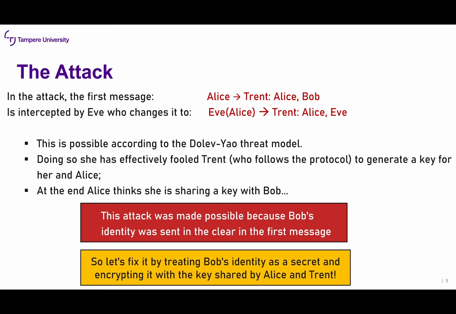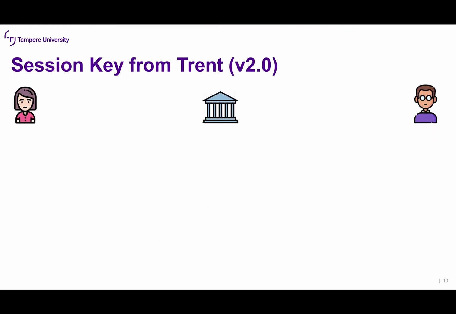So let's fix it by treating Bob's identity as a secret and encrypting it with a key shared by Alice and Trent, right? So we will encrypt that part of the message, Bob's identity, with the key that Alice, the sender, has shared with Trent, KAT. Okay, so let's go. Session key from Trent version 2.0.